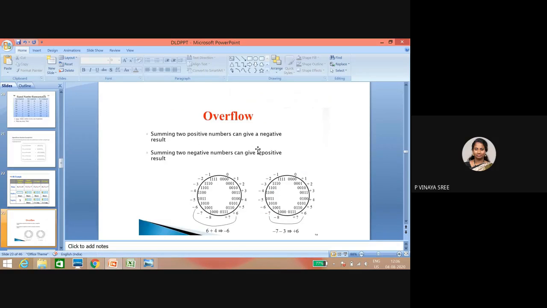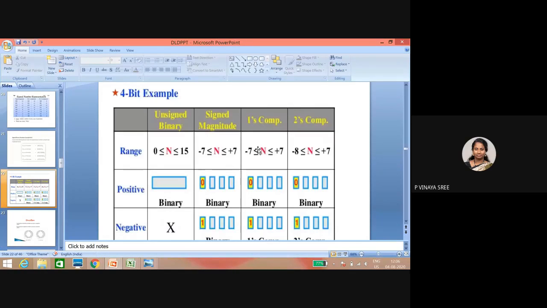So now everyone write down the side heading: overflow. Before going into this overflow concept, what actually is overflow? Can anyone tell?